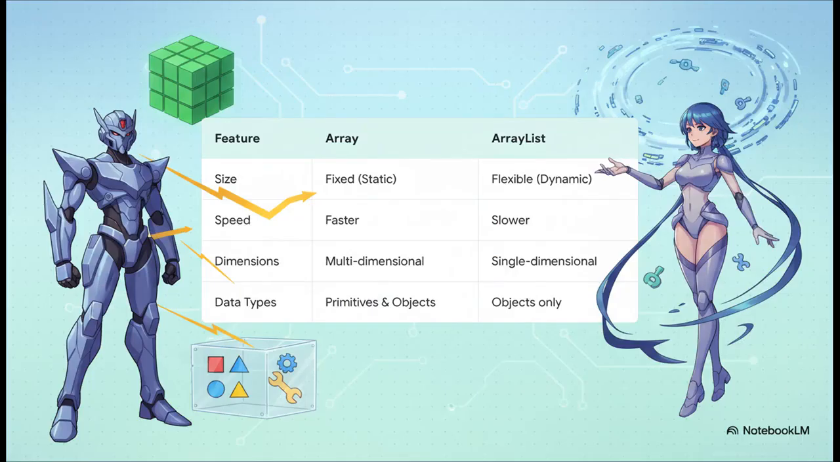This lays it all out pretty clearly. First up, size. Array is fixed or static. Array list is flexible or dynamic. Easy enough. Then, speed. Because they're so simple, arrays are generally faster. There's less overhead. Dimensions. Arrays can do those cool multi-dimensional grids we talked about, but array lists are just single, one-dimensional lists. And finally, data types. Arrays can handle both the simple stuff, primitives, and objects. Array lists, they're for objects only.